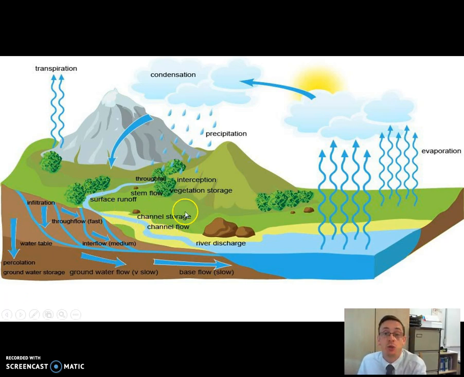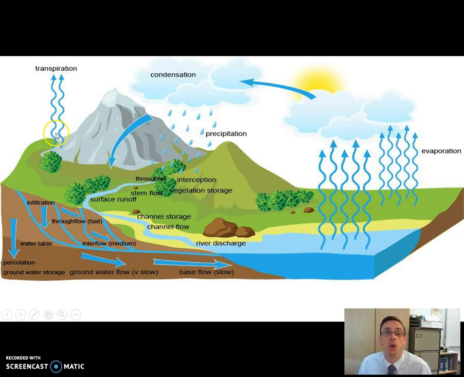We've got channel storage, so this is fairly straightforward. This is the volume of water that we have that are actually inside a river at any given point in time. Now, this is a transfer. This is water being moved from one place to another. And the water that is moving we know is channel flow. Now that water will eventually be discharged into a larger body of water, be that a lake, the sea, etc. And that forms our river discharge.